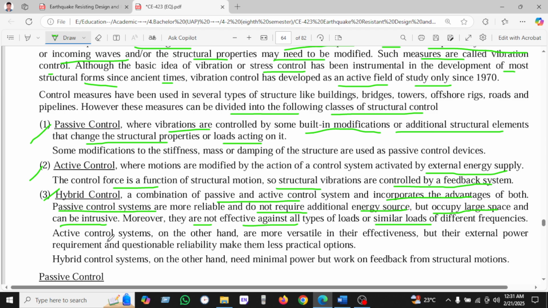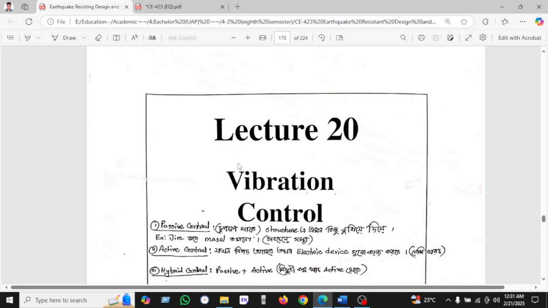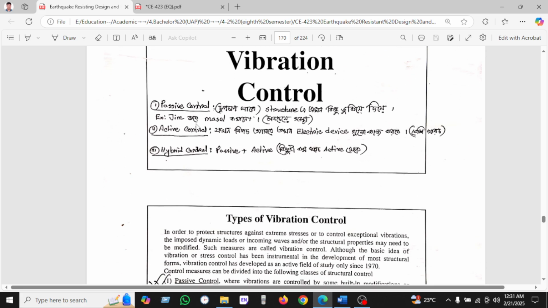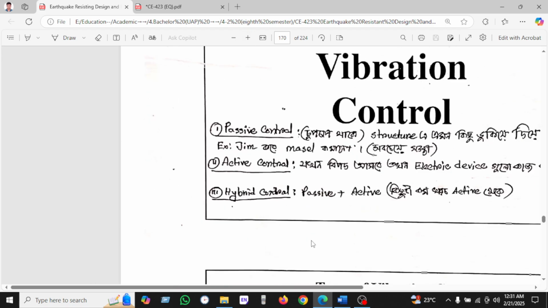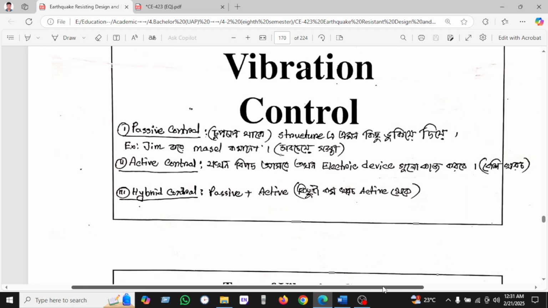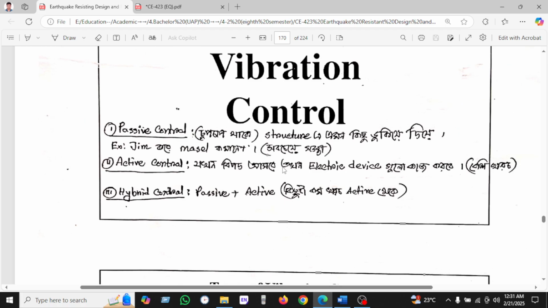So you can see here the active control. Passive means the structure will be in passive control. We will insert something on the structure, and this is the very cheapest.